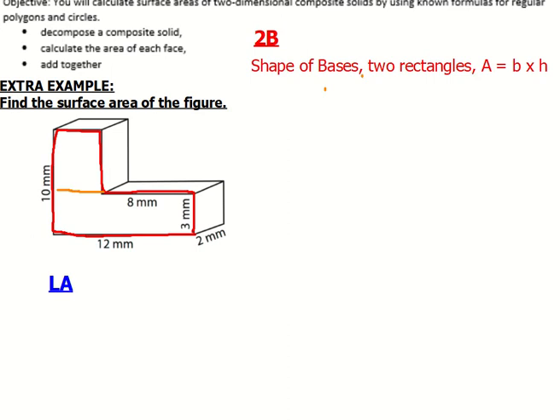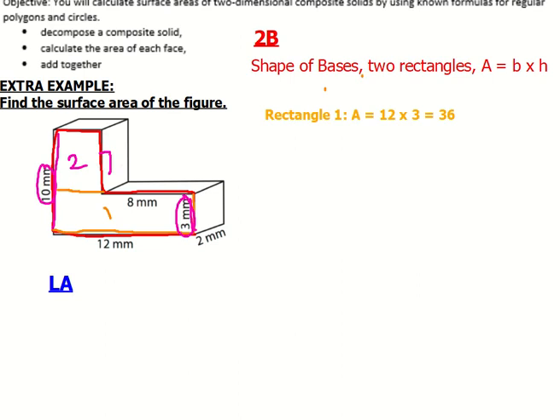Let's start with the bottom one right here. The base is 12, the height is 3. So 12 times 3 is 36. Then I'm going to look at the top one. I have to use the vertical distances. I have to take 10 and subtract 3, so I get 7 for this length.